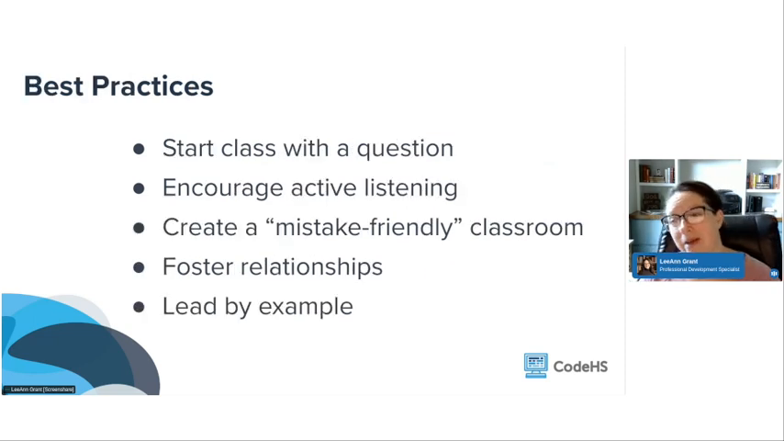So let's look at some best practices. Some best practices with talking about code is to start with a question. Begin each class with a thought-provoking question that relates to the topic or the discussion. It gives the students thinking and encourages them to share their ideas from the very beginning. And you can create it almost like a bell ringer.